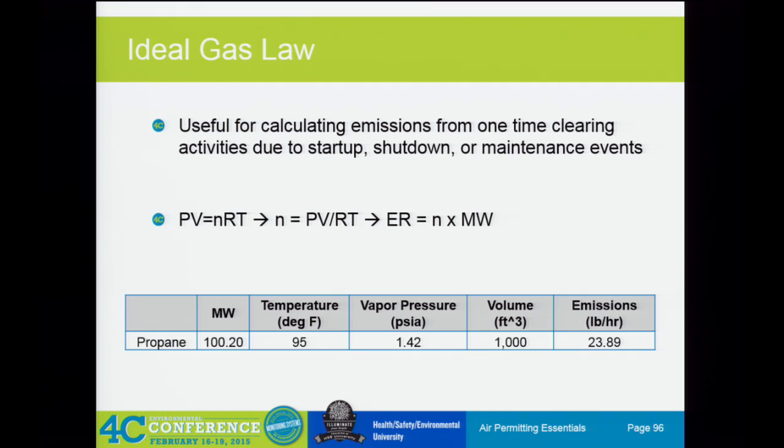for your unauthorized emissions. Does that make sense to everyone? That you don't permit upsets, right? You permit normal operations. And if an upset does occur, then you calculate how much emissions there was during that upset. And then you look at the reg to see whether that's above the reportable quantity.